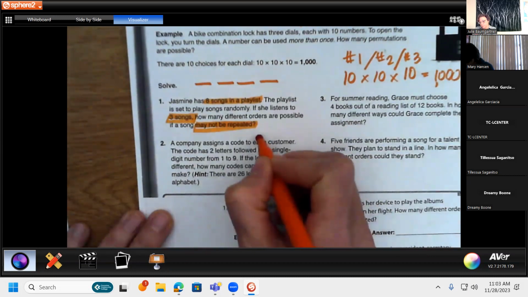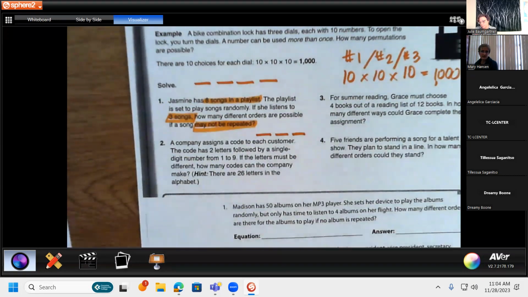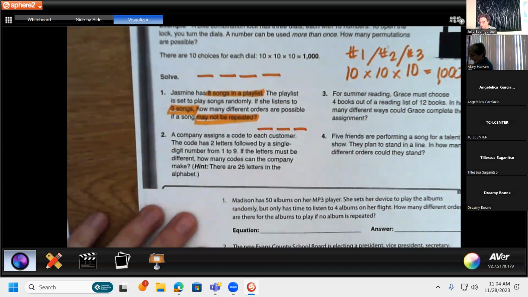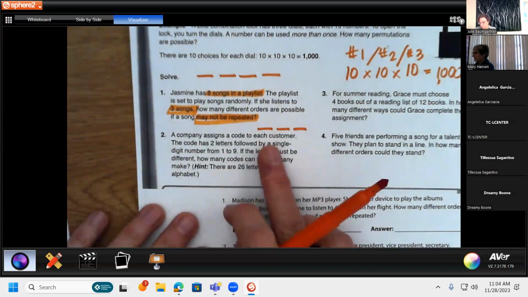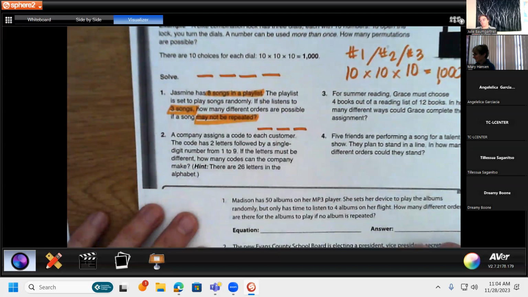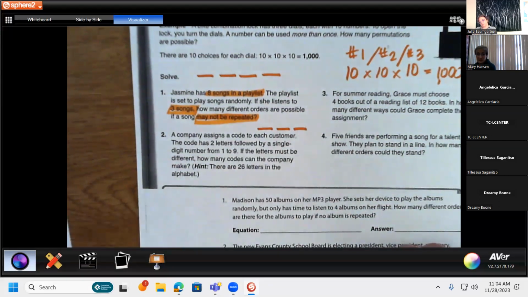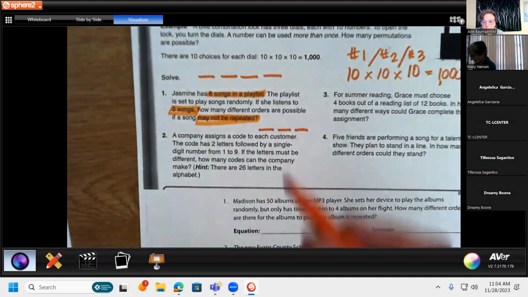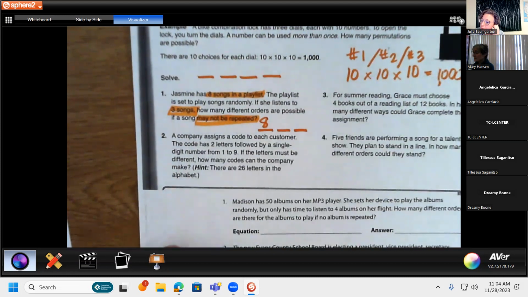So one way to do this is to say I've got 3 songs, so I'm going to draw 3 lines. Or you could do number 1, number 2, number 3, like up here. And we have to answer the question for song number 1, how many choices are there? 3. There's more than 3, because how many total songs does she have? She's got 8 songs that could be in that position. Okay. So all 8 songs are possibilities for the first play.